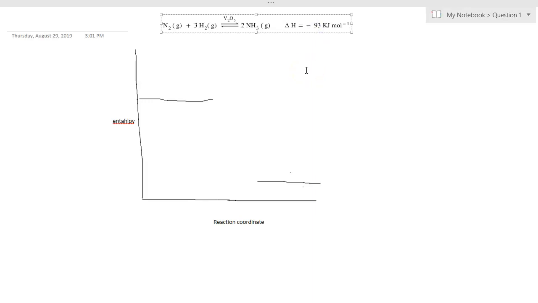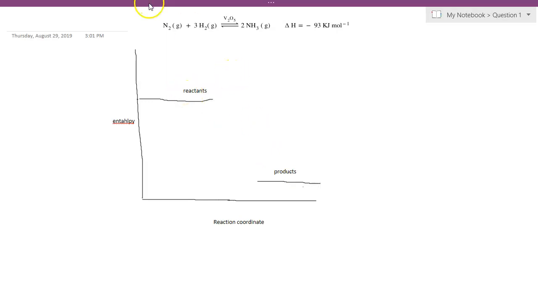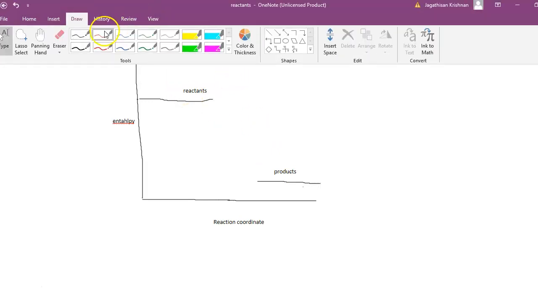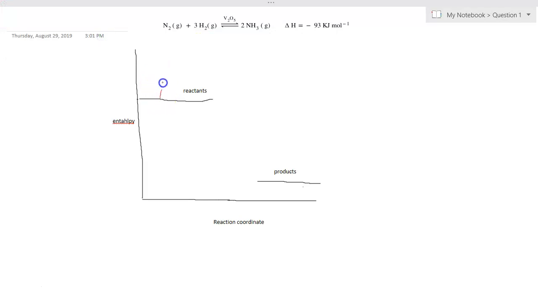So according to our question, this is an exothermic reaction, which means the products are always more stable than the reactants. Therefore, the products would be down here and the reactants up here. So without a catalyst, the curve could look something like this, with a relatively high activation energy.